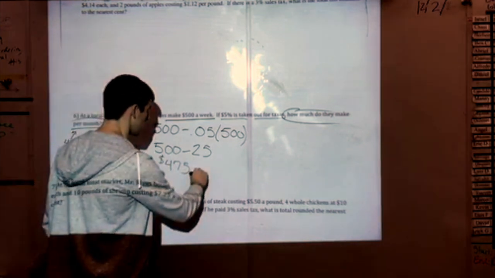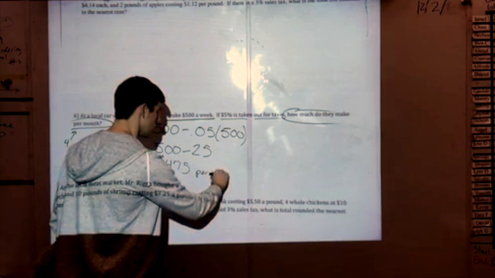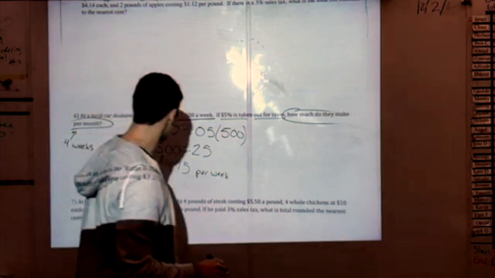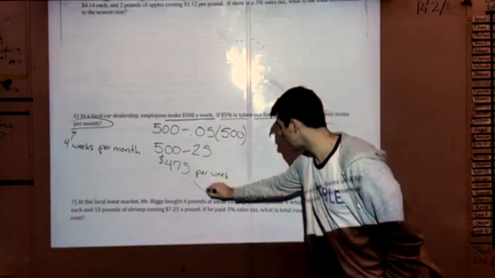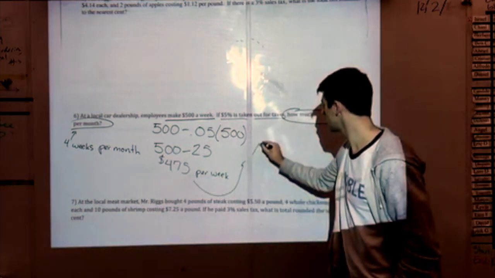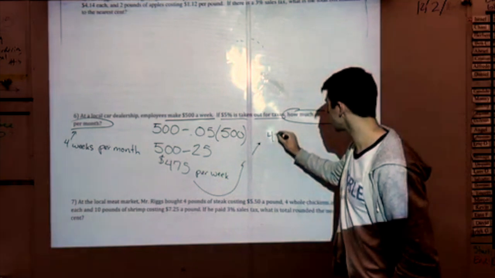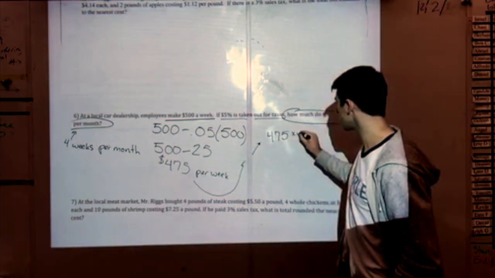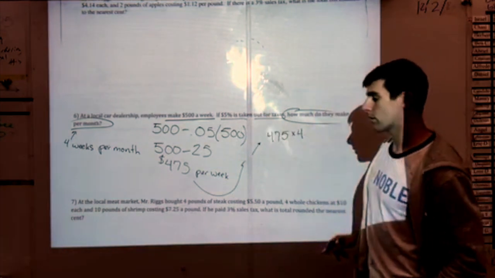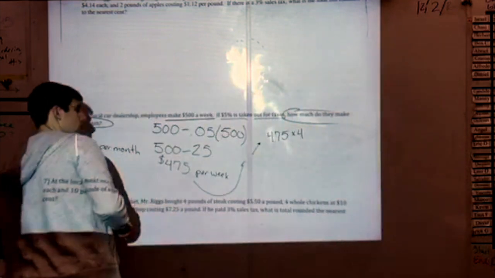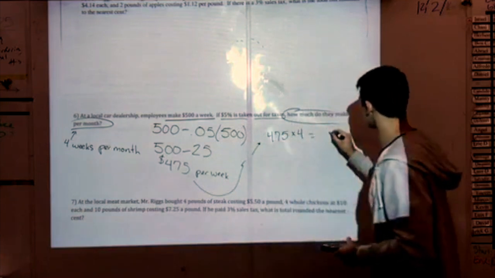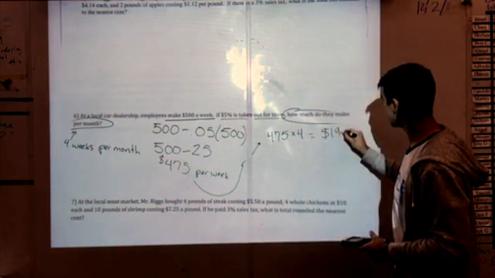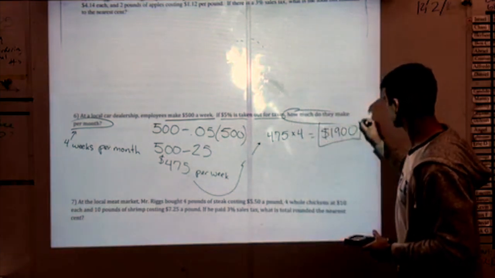This is a weekly total. And so now I'm going to answer the question of how much we make per month. I'm going to take this 475 and multiply it by the 4 weeks there are in a month. And when I do that, it gives me $1,900.